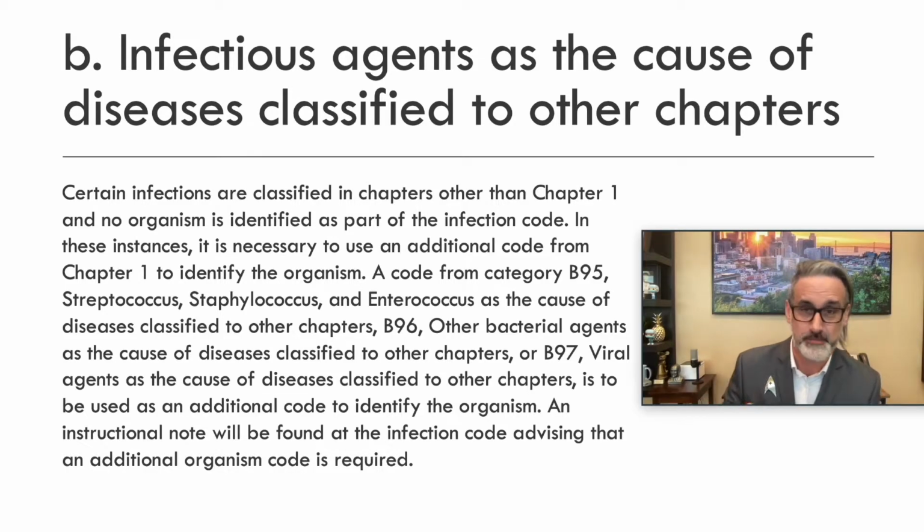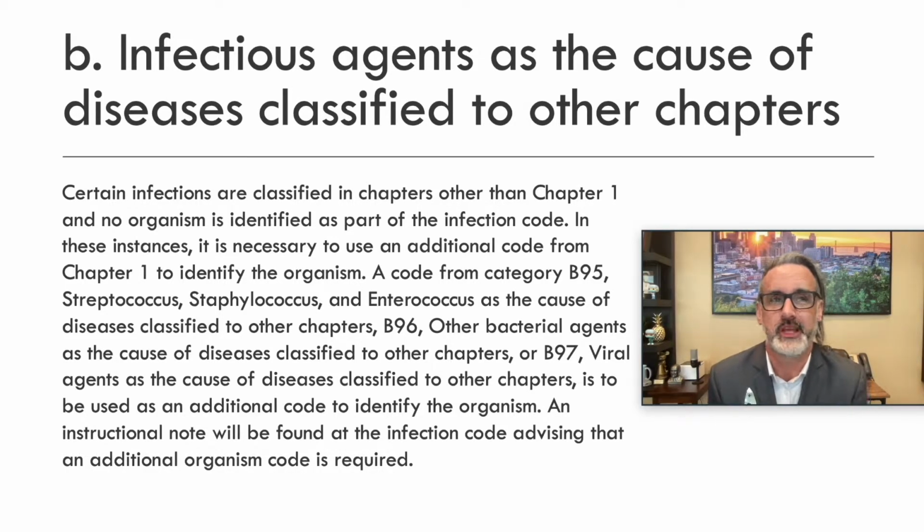So then in chapter 1, lowercase b here, kind of segueing away from HIV, now we have infectious agents as the cause of disease classified to other chapters. And this is important to note because with this chapter being certain infectious and parasitic diseases, as the guideline states, certain infections are classified in chapters other than chapter 1, and no organism is identified as a part of the infection code. In these instances, it is necessary to use an additional code from chapter 1 to identify the organism.